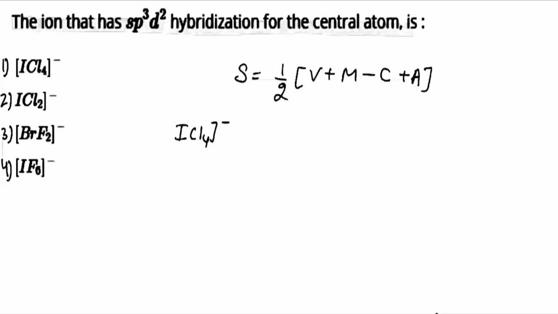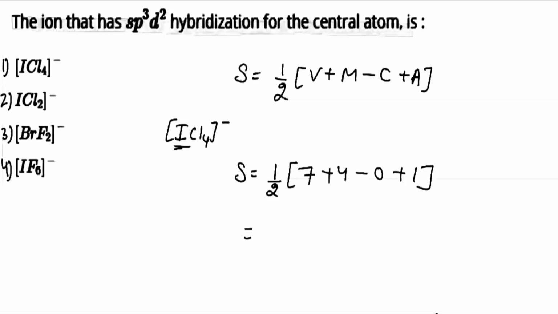So for the first option, that is ICl4 negative, the steric number comes out to be 1 by 2 valence electron of iodine, which is the central atom, which is 7, plus monovalent atom attached to it, which is 4 chlorine, minus there is no cationic charge, plus there is one anionic charge. So which comes out to be 6, and for steric number 6 the hybridization is sp3d2. So this is the hybridization of ICl4 minus.